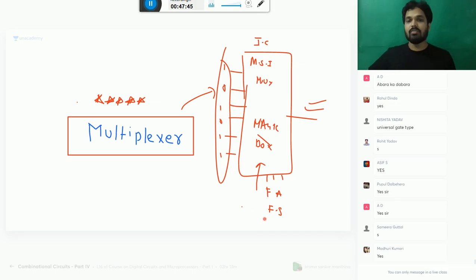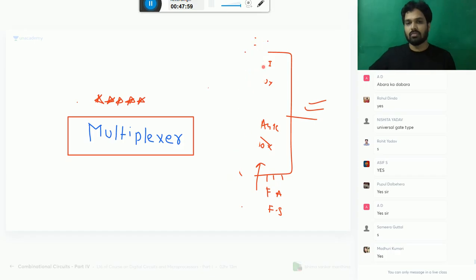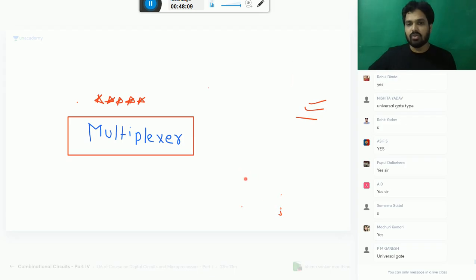So MUX can be used to implement any given logic function easily. I will prove it. Don't worry right now. I just want to give you the reason why we are studying MUX. That MUX circuit will come in the form of an integrated circuit. Externally, you do some modifications. You are able to implement any function like a universal gate. If it is okay, then we can move further.